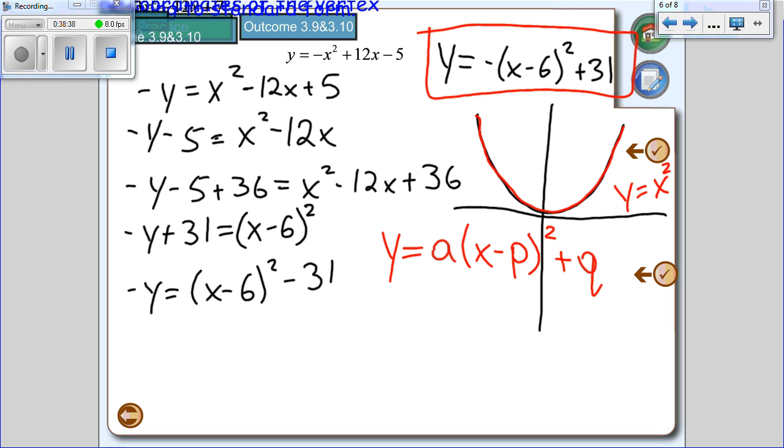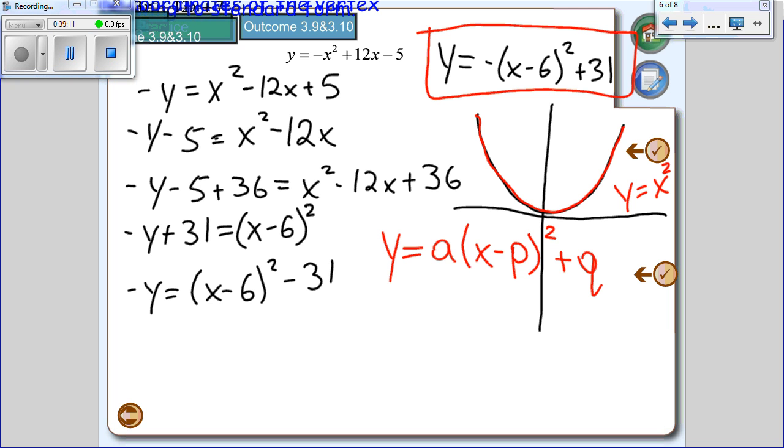Is this graph facing upwards or facing downwards? Downwards, because the a value is negative. That's why that negative was so important. So this graph was flipped, and then it was moved 6 to the right, and then it was moved 31 up. The negative out front flips it like this. And then you'll have a maximum point, right? Correct. So where's the vertex?